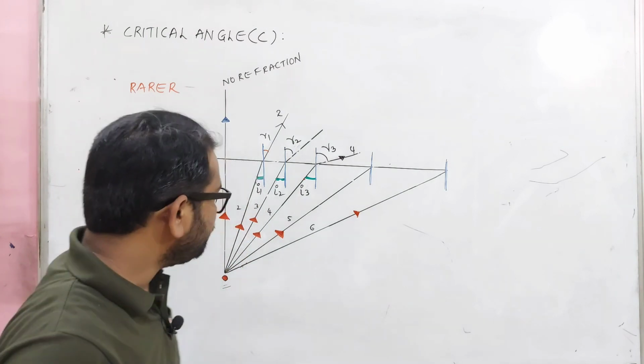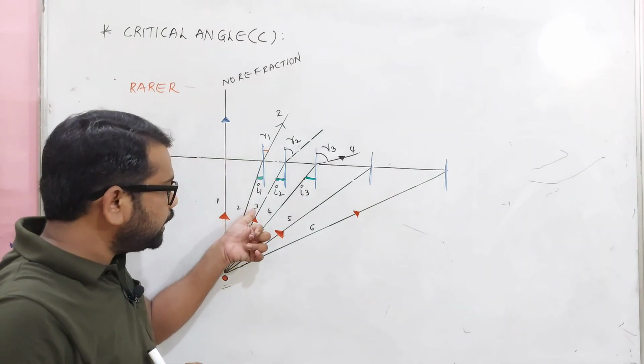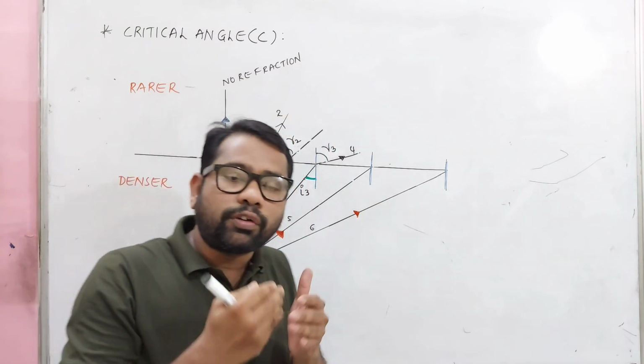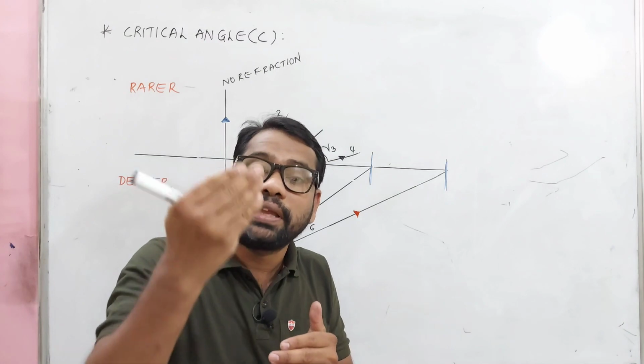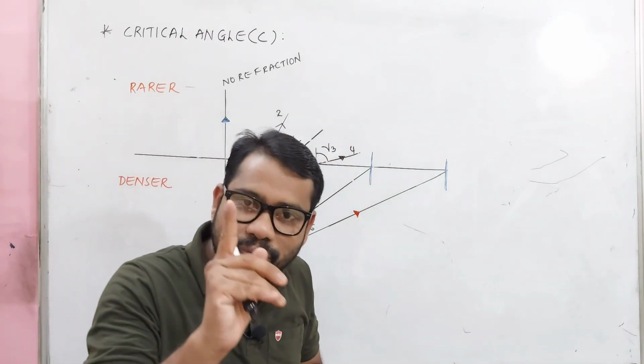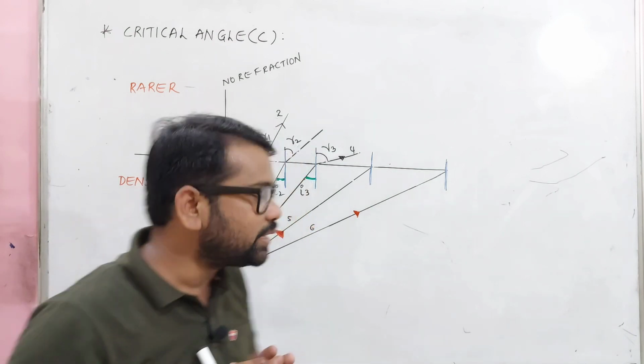So try to notice here, this second light ray, third light ray, fourth light ray, they are moving from denser to rarer medium, of course, due to which what will happen? Their speed increases. So what will happen? They will move away from the normal. And here we have to notice one important thing. What is that here, children?